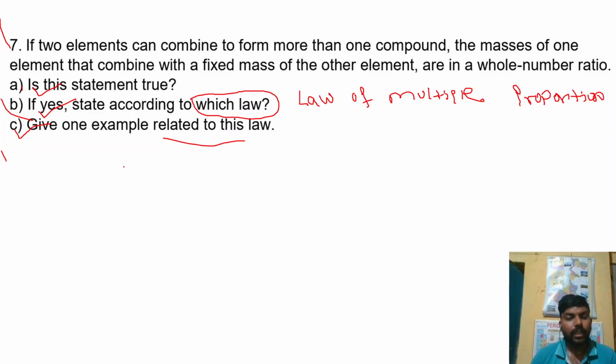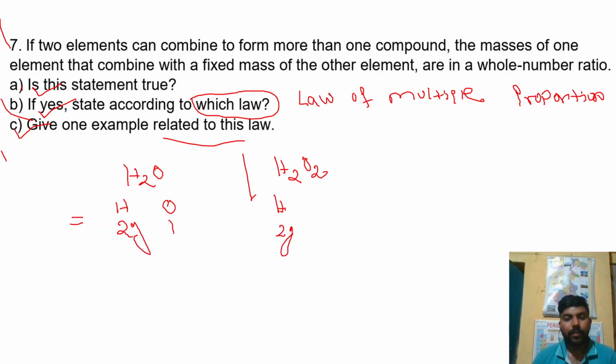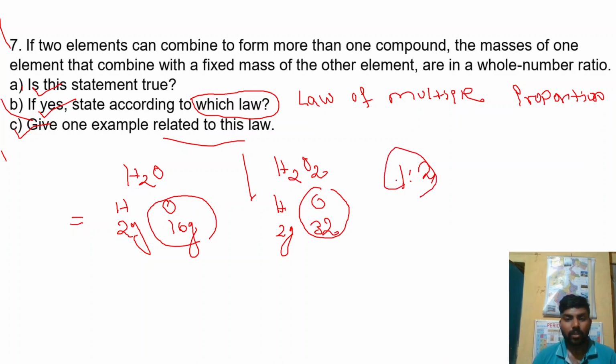The question is also very easy. Suppose water and hydrogen peroxide. Last day also I gave this example. Hydrogen peroxide I am taking as an example. So what you are getting is that in every case hydrogen is present as 2 gram. But in the first case, in water, oxygen is present as 16 gram, but in the second case oxygen is present as 32 gram. If you check this, oxygen in the case of water and oxygen in the case of hydrogen peroxide are present in a simple 1:2 ratio. So that is called the law of multiple proportions. I hope you understand this theory of the law of multiple proportions and why it is important.